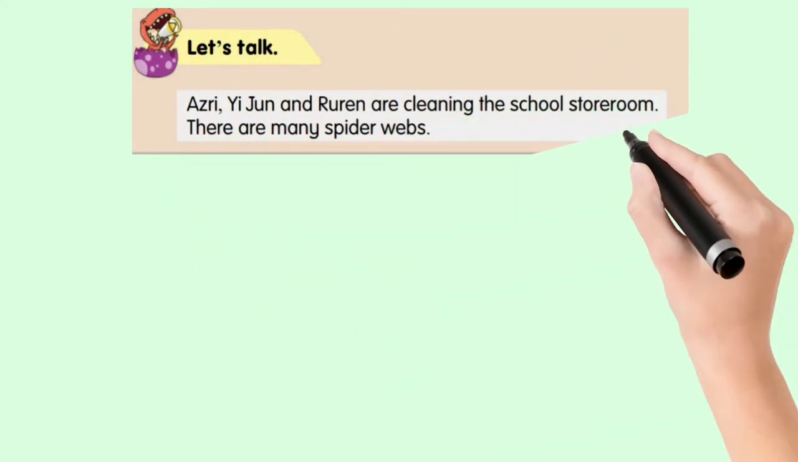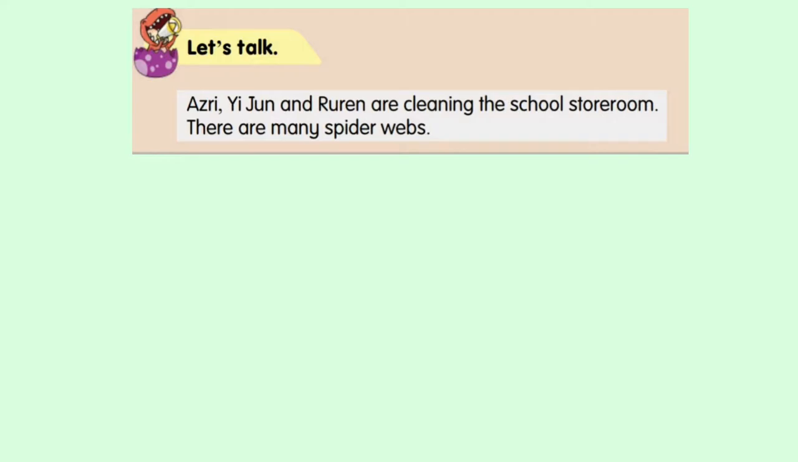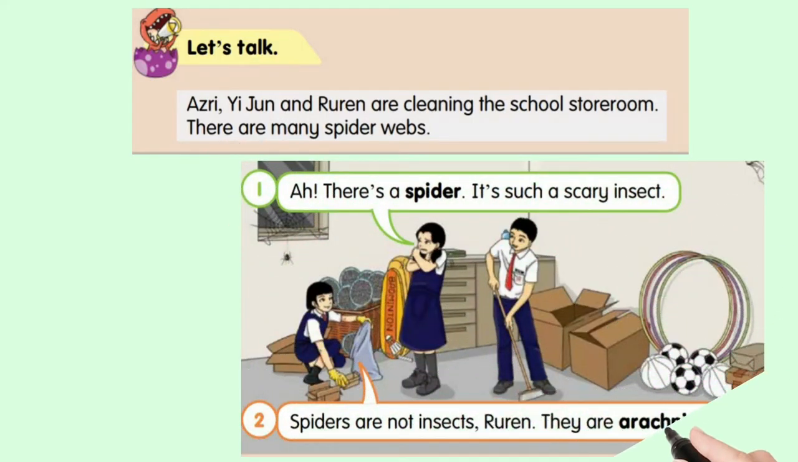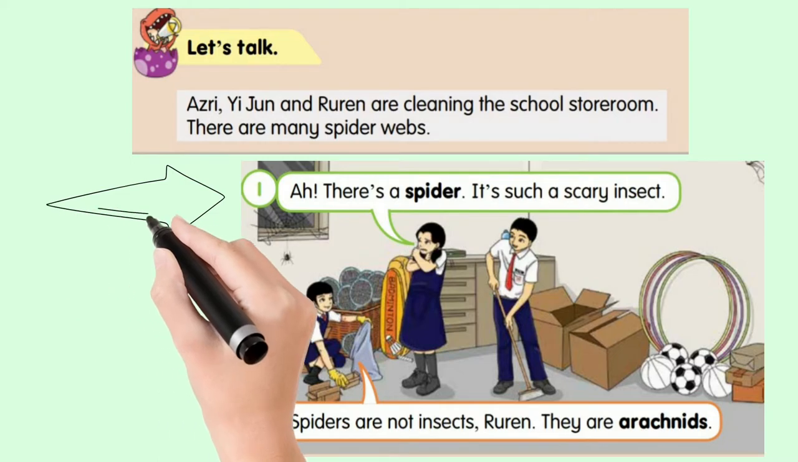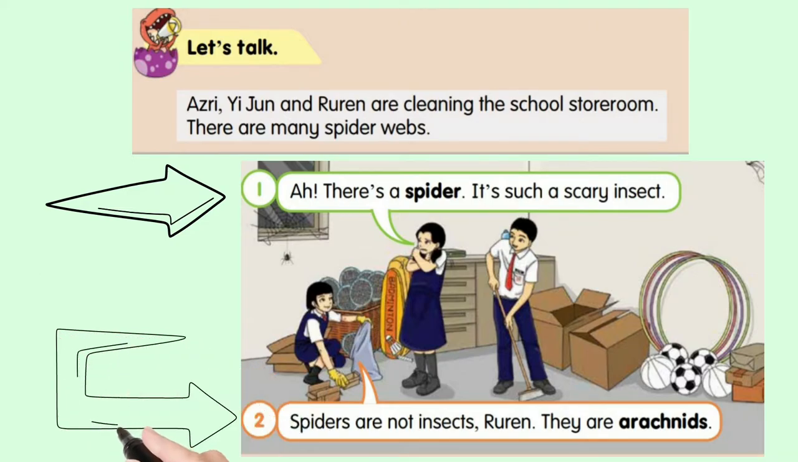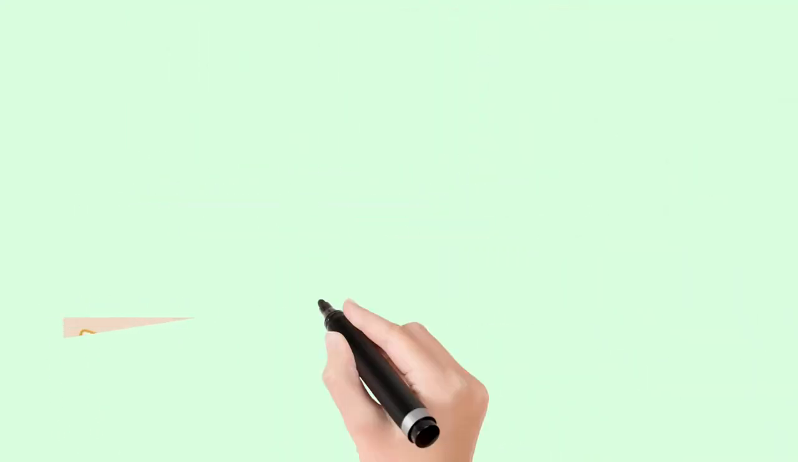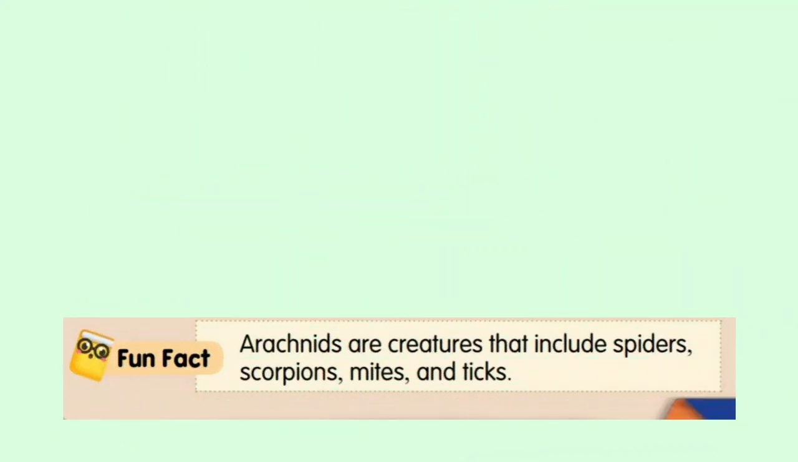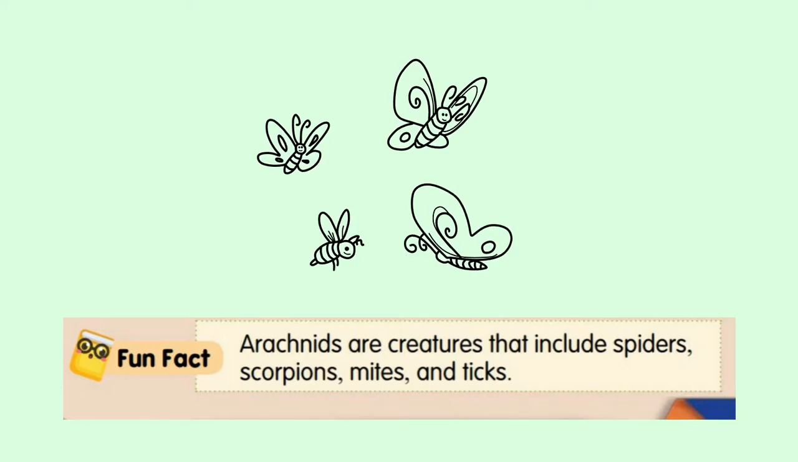Alright, let's talk. Azri, Yijun and Ruren are cleaning the school storeroom. There are many spider webs. Ah! That's a spider. It's such a scary insect. Spiders are not insects, Ruren. They are arachnids. What is an arachnid? Alright. Arachnids are creatures that include spiders, scorpions, mites, and ticks.